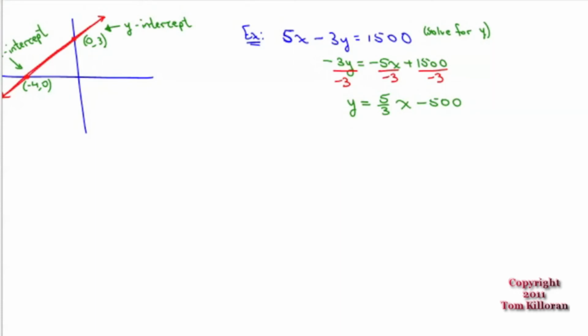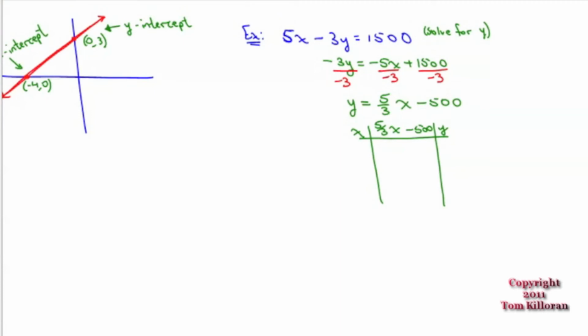So let's start a table, but I'm not going to finish it that way. I just want to show you what's wrong with it. X over here, y over here. In here goes 5/3 x minus 500. X is called the independent variable. Y is called the dependent variable.